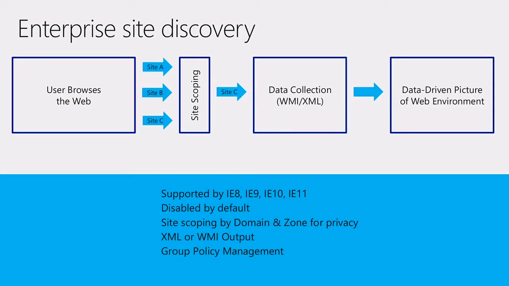Enterprise Site Discovery, I mentioned, consists of hooks that are, again, turned off by default, available in IE8, 9, 10, and 11. You can collect information via WMI or XML. If you're using System Center Configuration Manager, there's a toolkit you can download that contains some sample queries. So you can gather information from the machines themselves, collect it in SCCM, and then display that. Or you can collect it using whatever tool you like. If you output to XML, you can pull it into a spreadsheet, whatever's easiest for you.